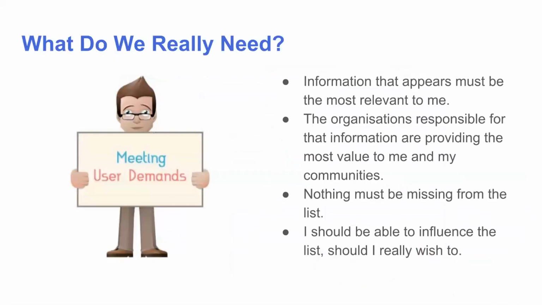So what do we really need? Well, basically, it's just that the information that appears in whatever I'm trying to search for must be what's most relevant to me. The organizations that are responsible for that information must be providing the most value to me and my community. Nothing must be missing from the list, or if something is missing from the list, it should be easy for me to inspect that and understand why. And I should be able to influence the list should I really want to. Those are the basic user needs that I think any user has approaching a modern search.